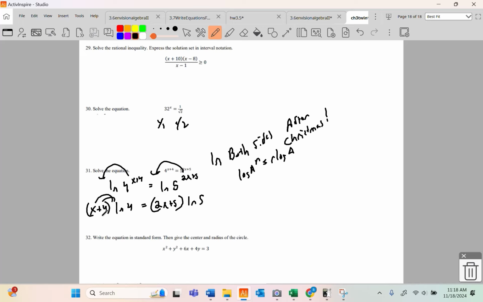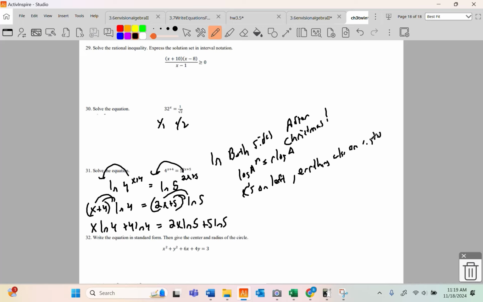Then we invoke what's called the distributive property. x natural log of 4 plus 4 natural log of 4 is 2x natural log of 5 plus 5 natural log of 5. I'm going to put my x's on the left and everything else on the right. So I have an x ln 4 on the left. I'm going to jump this guy over, minus 2x ln 5. The right-hand side possesses 5 natural log of 5, and we're going to take away 4 natural log of 4.